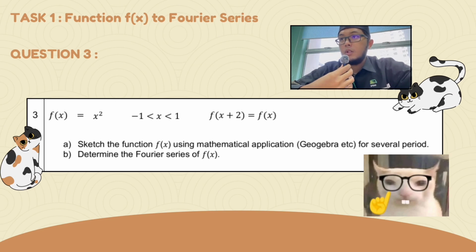So lastly, task 1, question number 3. We are given this function f of x equal to x squared with the domain of -1 to 1, and then we have this periodicity, which is f of x plus 2 equal to f of x. And same thing, we need to sketch and then determine the Fourier series.